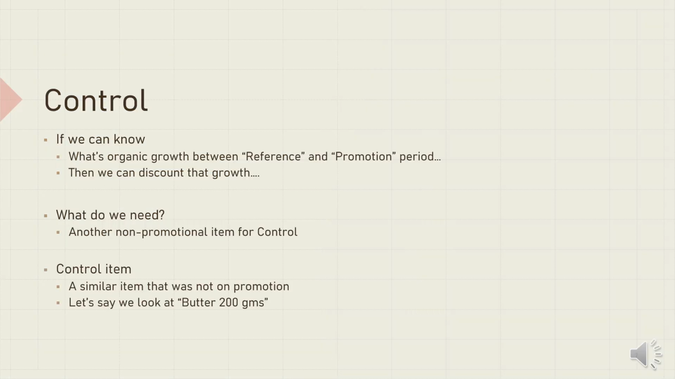So to know the organic growth between the reference period and the promotion period, we need to have an item which is very similar to the current item under promotion, but this new item should not be in promotions, so that we can study how its sales change from the reference period to the promotion period. So we can discount that growth so that we can know the real incremental sales of the item under promotion, which can be attributed to the promotion.